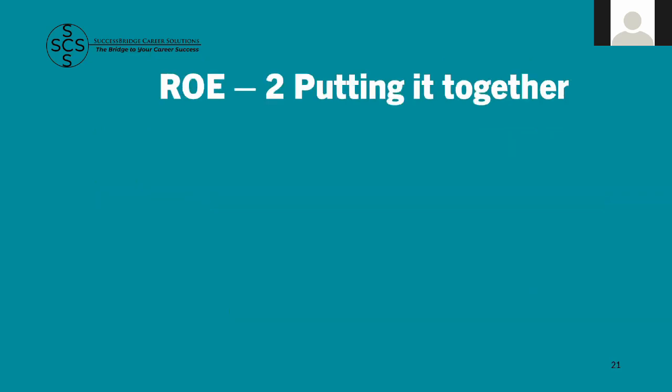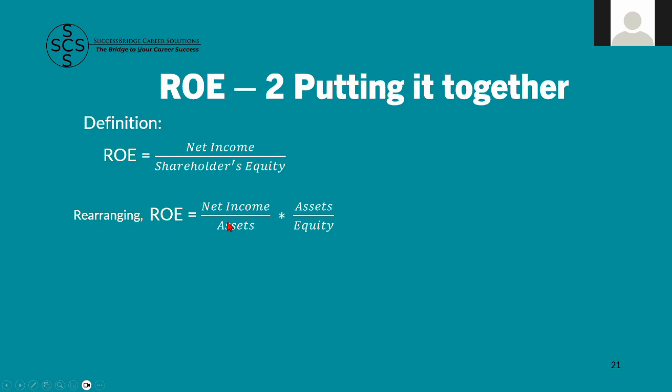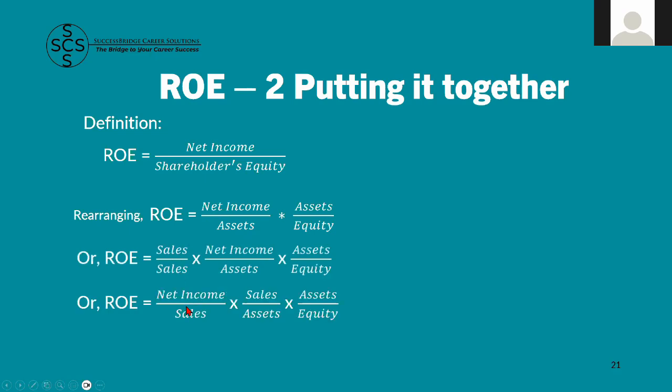Now, putting everything together, we see that ROE equals net income divided by shareholders' equity. Then if we arrange this a little creatively, we have assets in both numerator and denominator. This becomes net income divided by assets, and assets divided by equity. So we have already defined these. And then if we put sales in the numerator and denominator, we get ROE equals net income divided by sales, sales divided by assets, and assets divided by equity.